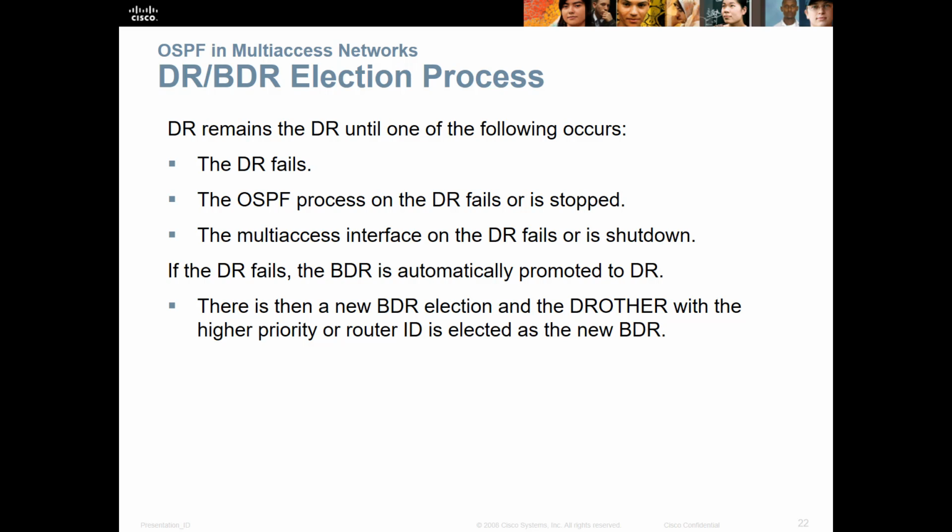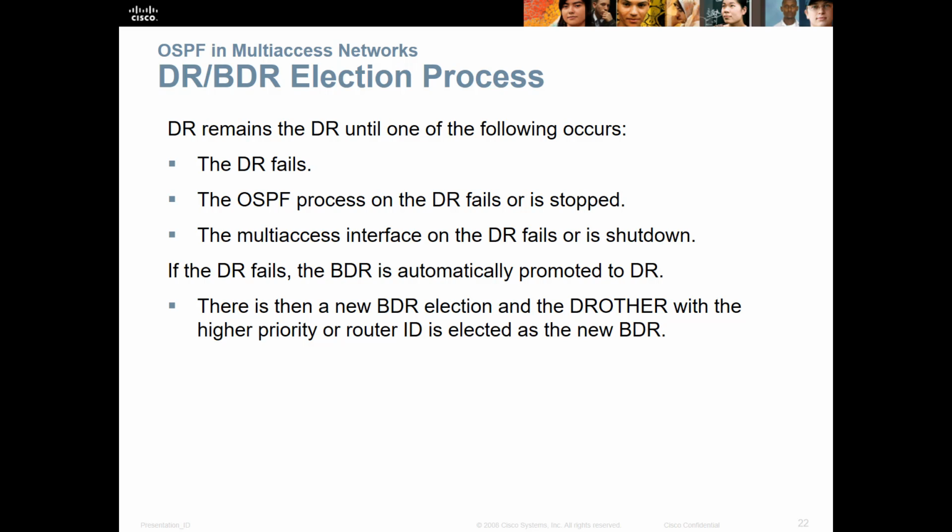If you are a DR and you fail, and the backup becomes the DR, and the first DR comes back online, it doesn't go through the election process again. The backup designated router is still the designated router until another failure occurs.